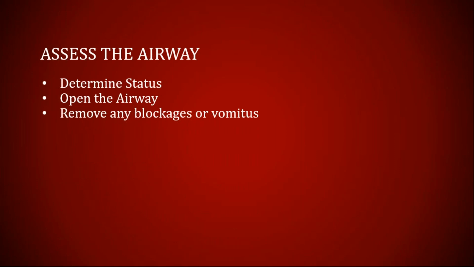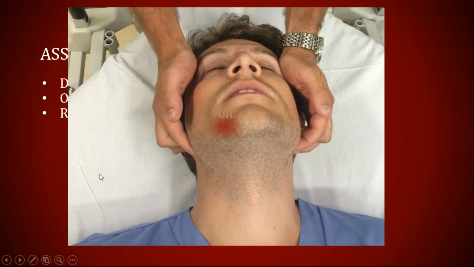Now, if we open up that patient's airway and there's a heavy amount of secretions, vomitus, blood, what have you, go ahead and utilize your suction protocols, whether it's with the portable electric suction unit or the VVAC, and then go ahead and clear that patient's airway with that suction device. Here is a good example of utilizing that jaw thrust maneuver to open up that patient's airway.